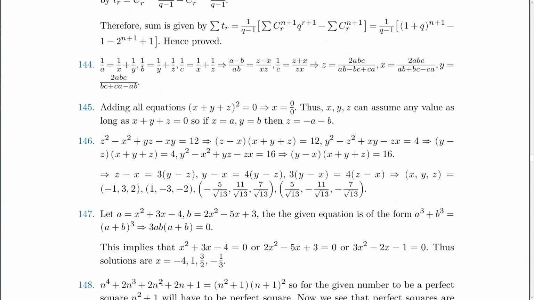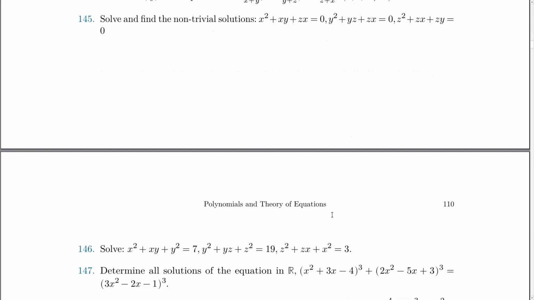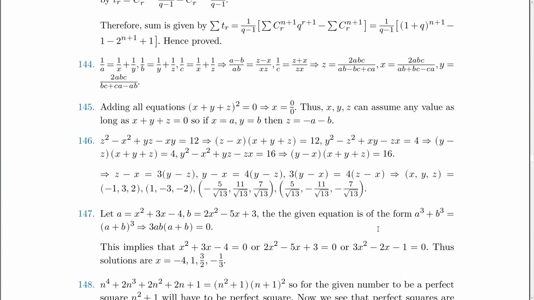So we let a be equal to x² + 3x − 4 and b be equal to 2x² − 5x + 3. You observe that this term is the sum of these two. So the given equation will become of the form a³ + b³ is equal to (a + b)³, that is, 3ab(a + b) is equal to 0.